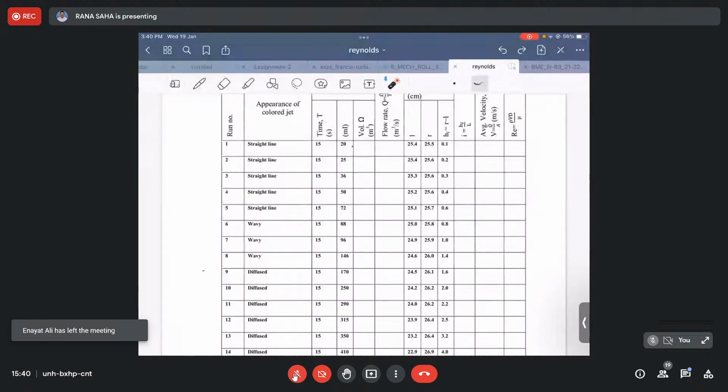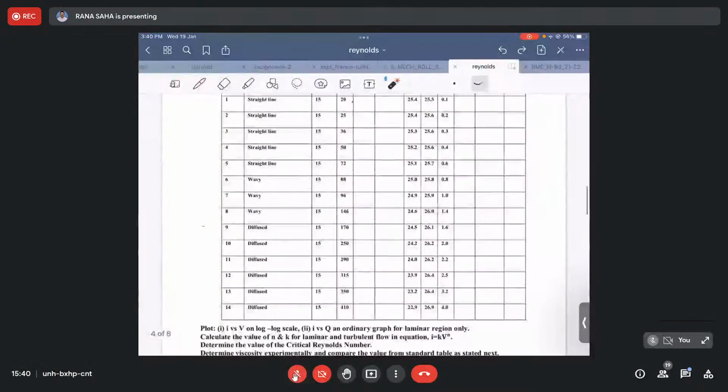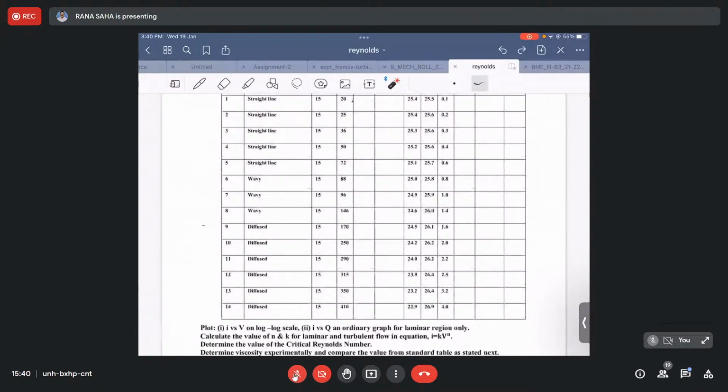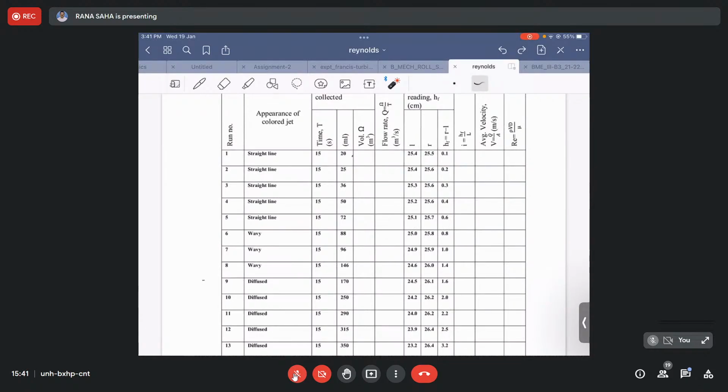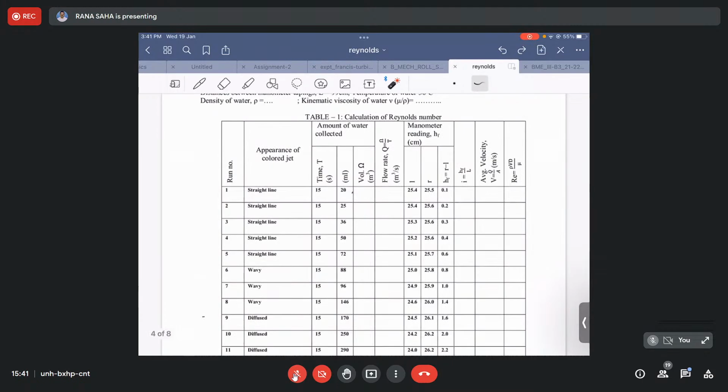So it starts with 20 ml and then it goes to 410 for 15 seconds. So that indicates the increase in velocity, and these are the manometer readings. And the difference is in centimeters. So the difference is very less initially, and then gradually it increases. So these are the primary recording of the experimental data, and then you need to find out the volume in meter cube, that is this one, and the flow rate, as I said, that is Q equals volume by T.